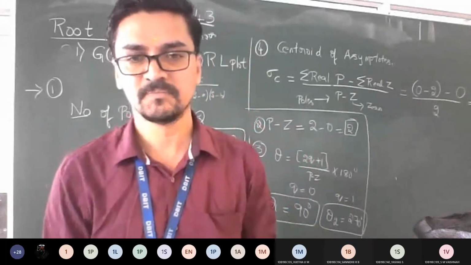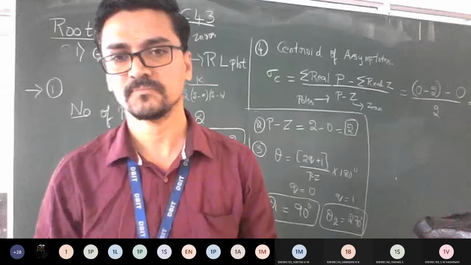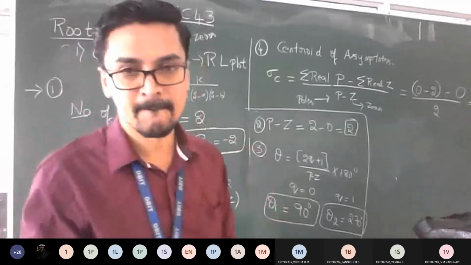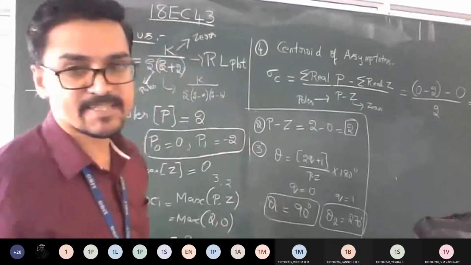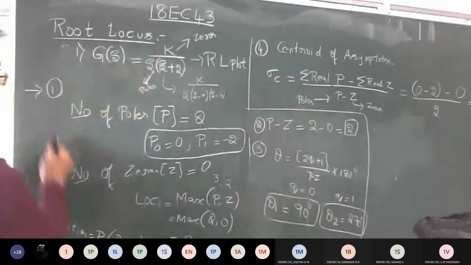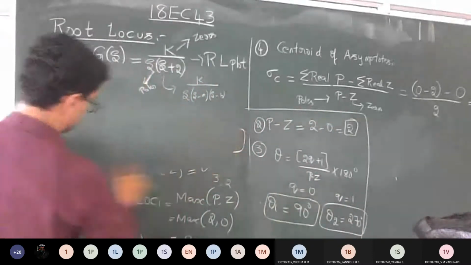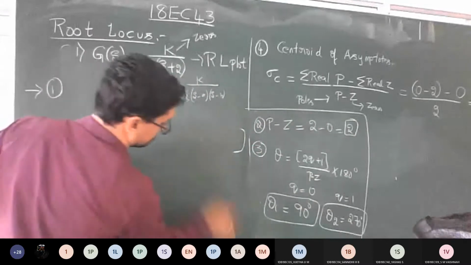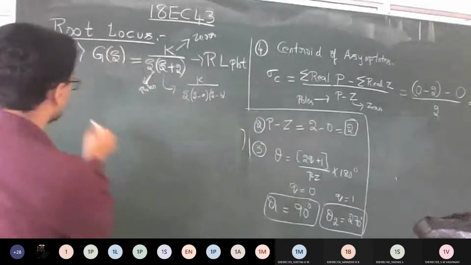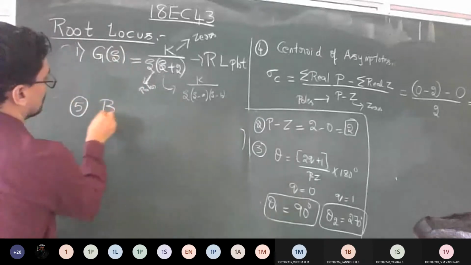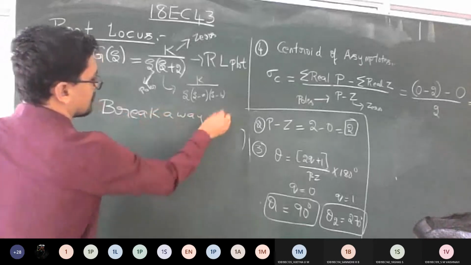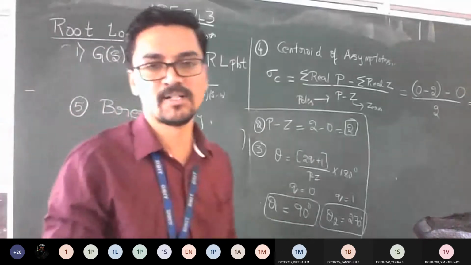I hope you're understanding, right, everyone? Is it okay till here? Yes, sir. Fine. So now what is step number 5, guys? You need to find what? So let me erase here itself. What is step number 5? You need to find breakaway points. So how to find the breakaway points?